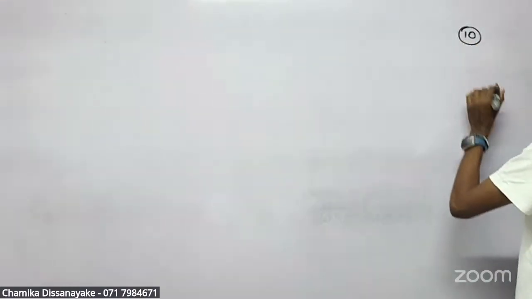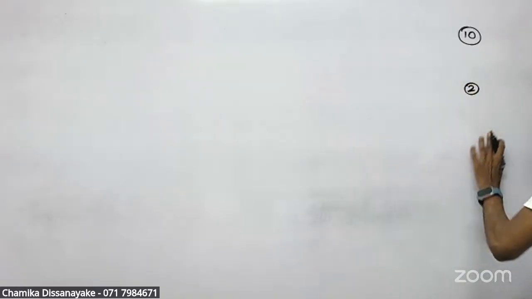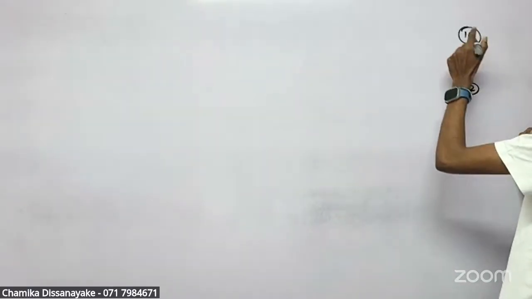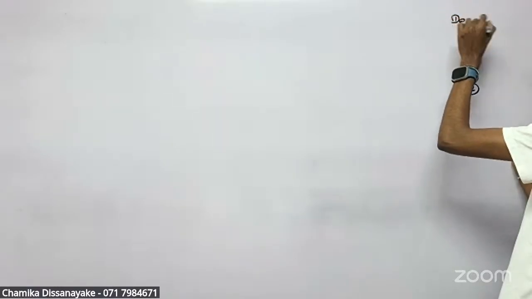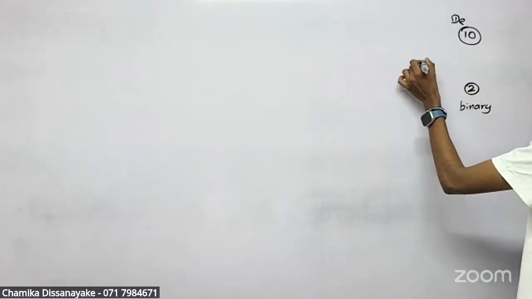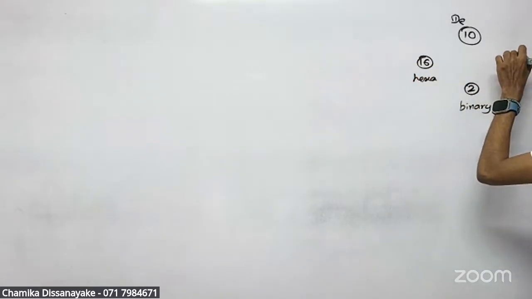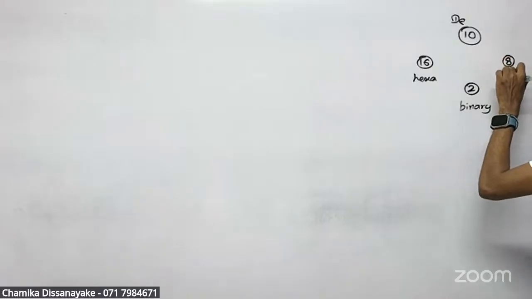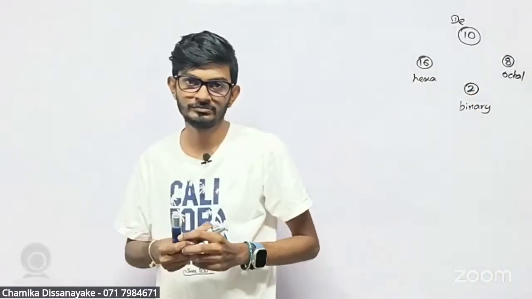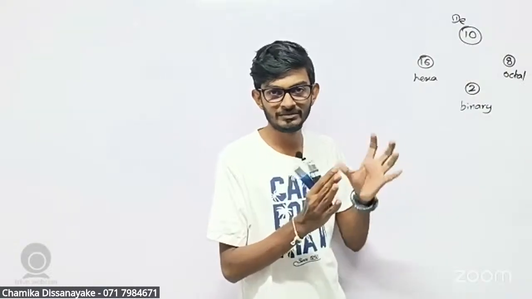So we have the decimal number system and we have the binary number system, base 2. So why do we need to use this base kind of thing? For decimal, I told you it is base 10. Binary is base 2. And also we have hexadecimal, it is base 16. And we have octal, it is base 8. Why do we call this a base? Base 10, base 2, likewise.